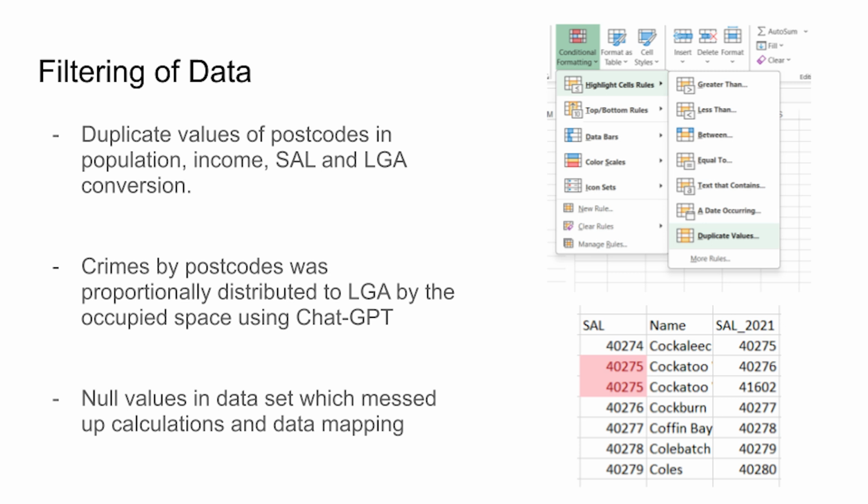This led to more data that we had to filter, so I'll give a brief overview of it here with more detail in the collaboration doc. For one, there would be duplicate values of postcodes and SAL codes in all documents, due to the fact that postcodes can be partially in two areas at once. These were identified using Excel's conditional formatting and removed either automatically or manually.